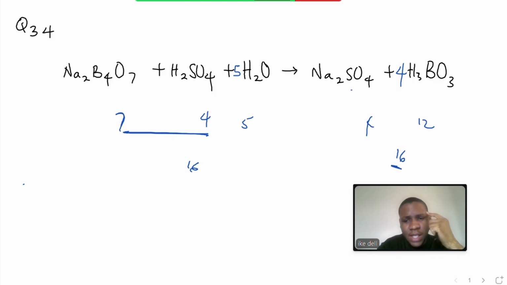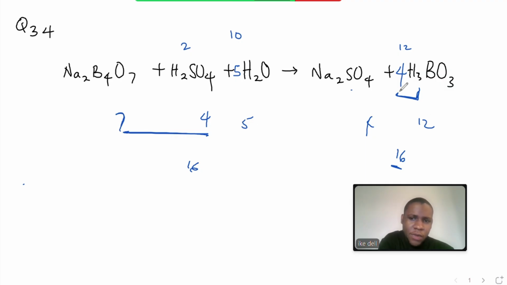So now that I'm deciding that it's going to be a 5, let me now see whether I have caused more problems by checking the hydrogen, okay? So 5 times 2 is 10. The hydrogen here is 2. So that's like 12. And here, oh wow, the hydrogen is actually 12. You see that?